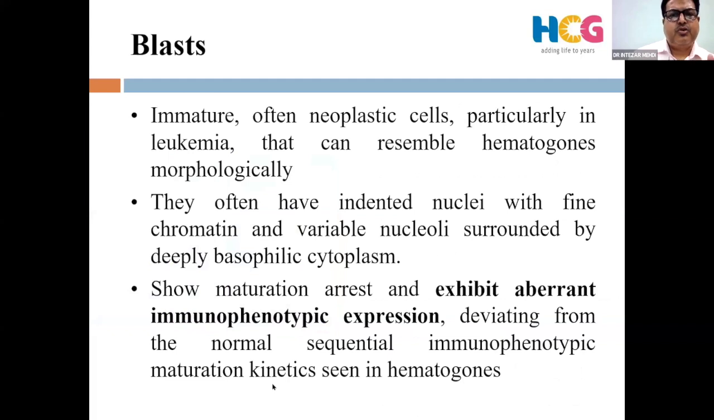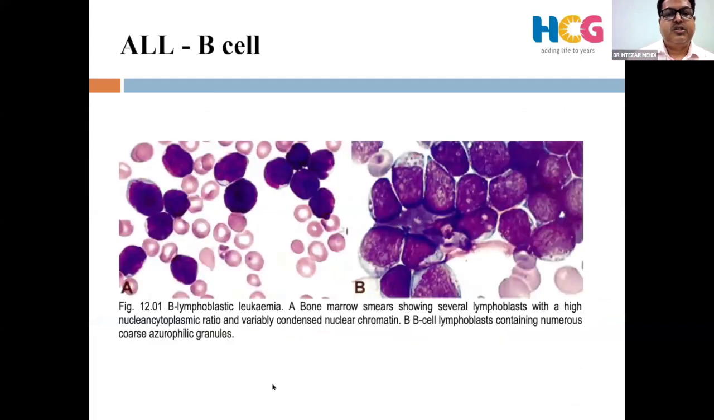They can resemble hematogones morphologically upfront when you look at them, but careful evaluation is very important because they will have indented nuclei with fine chromatin and variable nucleoli, surrounded by deeply basophilic cytoplasm. And then maturation arrest is there and they exhibit the characteristic aberrant immunophenotypic expression that deviates them from the hematogones. So this is the picture.